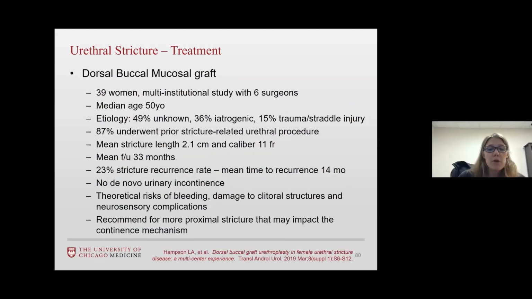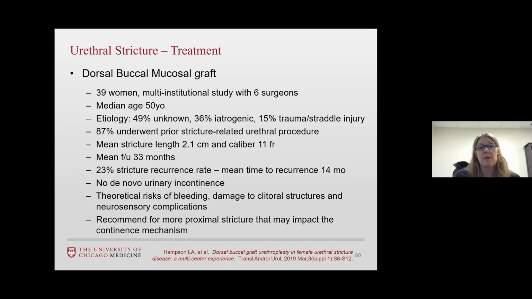The dorsal buccal graft, one of the most recent studies was just in 2019. It was 39 women. Again, this is how rare this is. It was a multi-institutional study with 6 surgeons, and the mean age was about 50. Most of the time, the etiology is unknown, about 50%. And 87% had a prior stricture-related surgery. The mean stricture length was actually decently long, about 2.1 centimeters, with only an 11 French caliber.